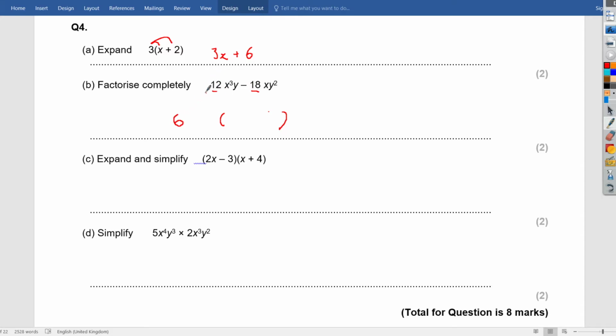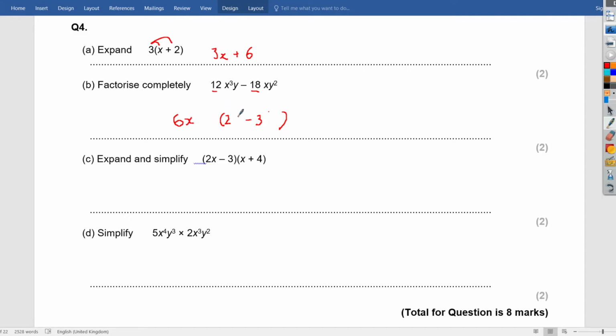Okay, so then we just can say how many 6's go into 12 is 2, so put the 2 there. And how many 6's go into 18 is 3, put the 3 there. Okay, we'll just introduce the minus sign here to separate these two terms. Now this has got x in it, this has got x cubed, and this has got x, so they both got x in common, so I'm going to take the x out.